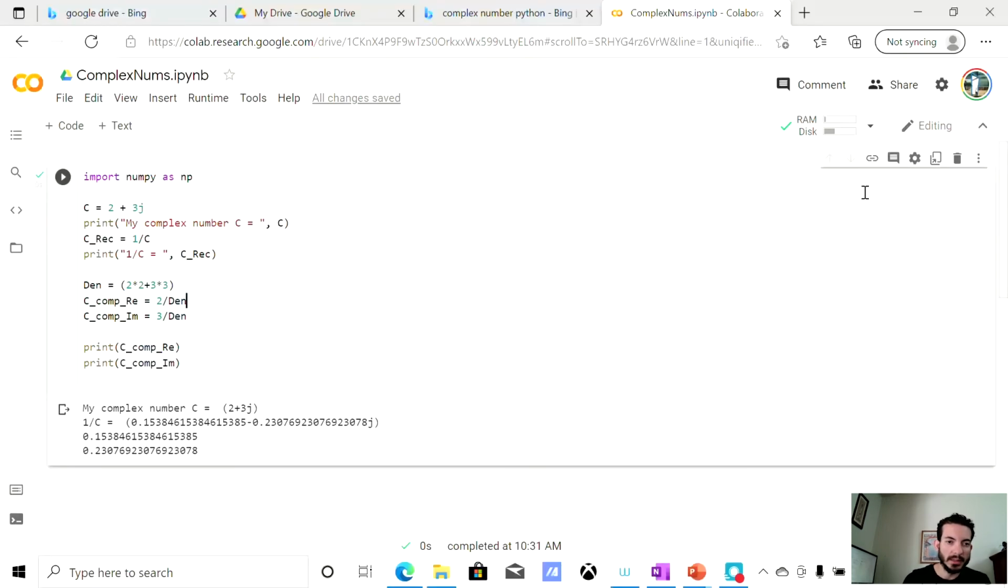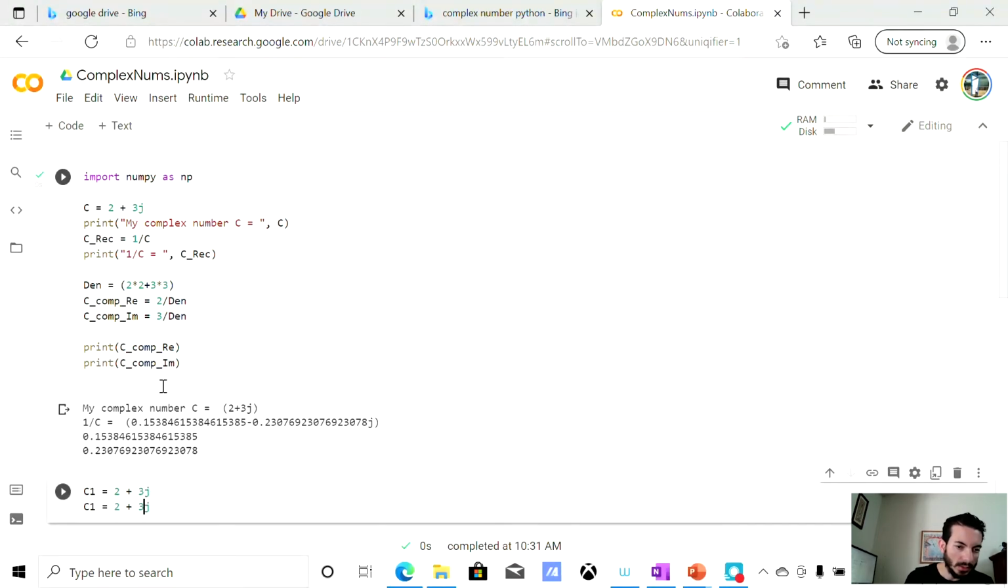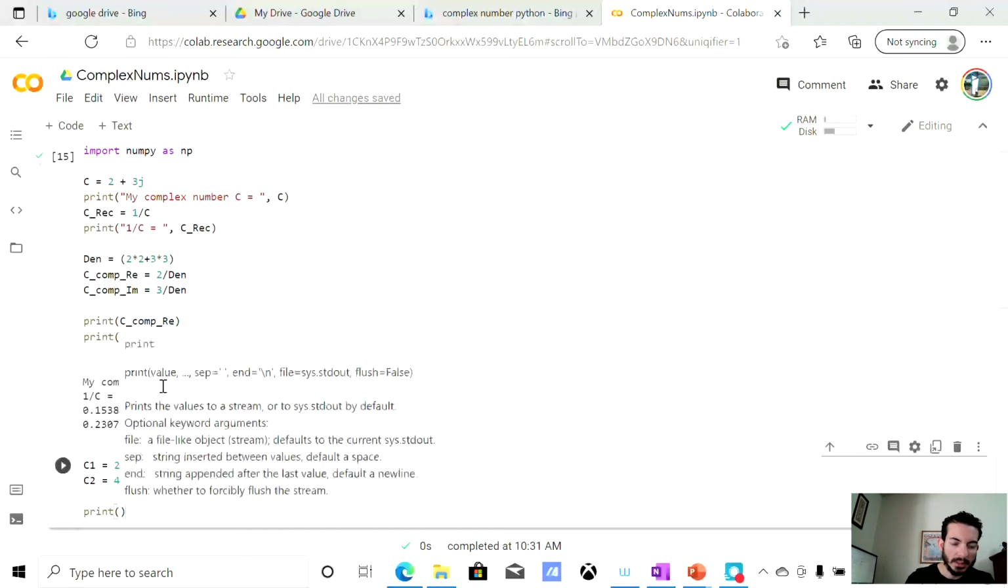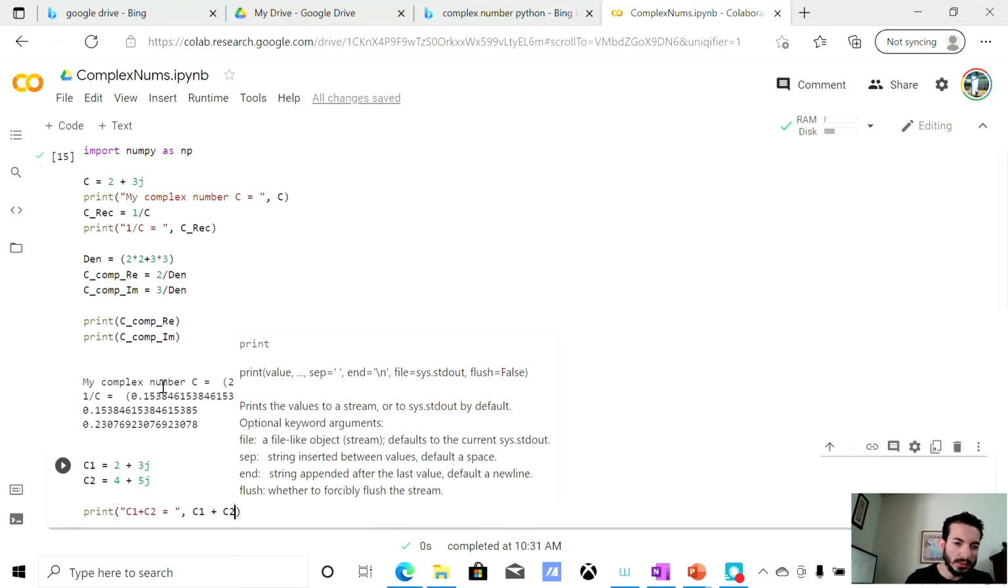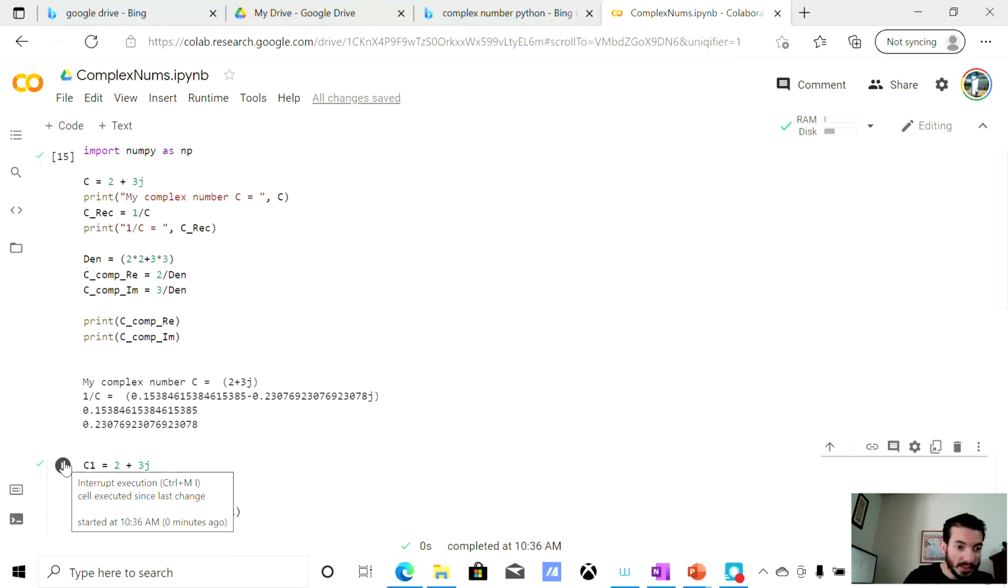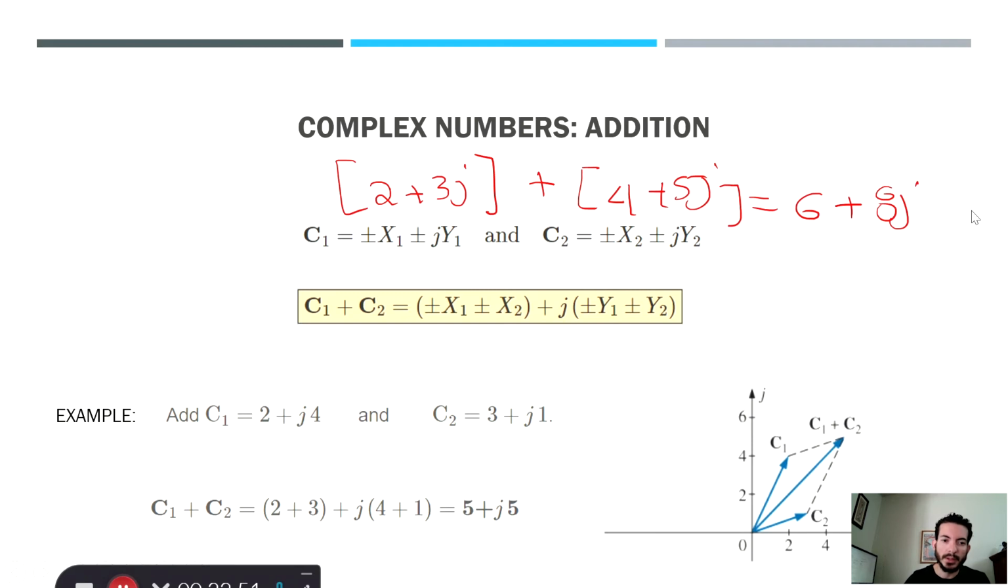Okay, and you can do that with Python as well. Generate a new block of code. You're gonna say C1 equals 2 plus 3j, and C2 is going to be 4 plus 5j, we said, right? Right. Okay, so let's do a print of C1 plus C2 equals C1 plus C2, and we should be able to get, what is this? 6 plus 8j is what we got here.